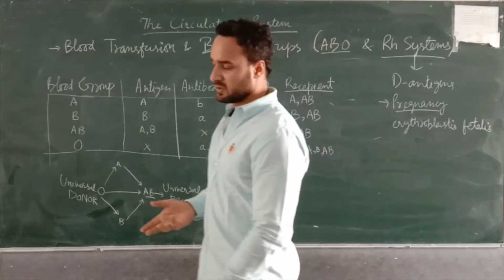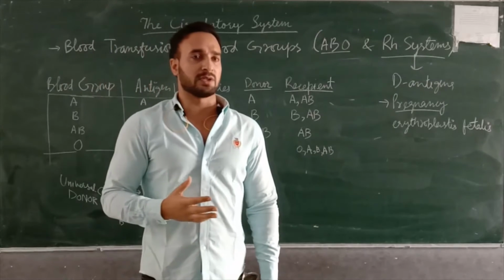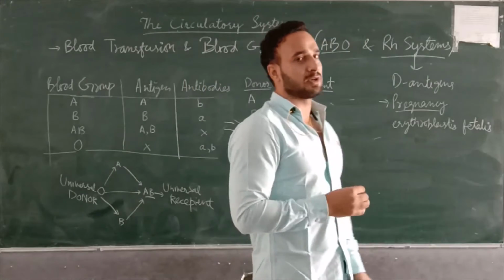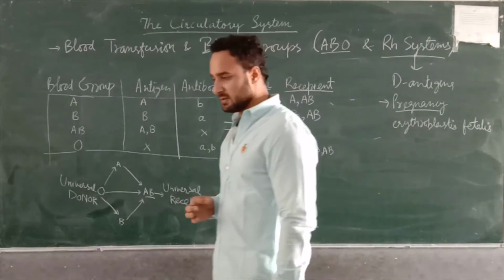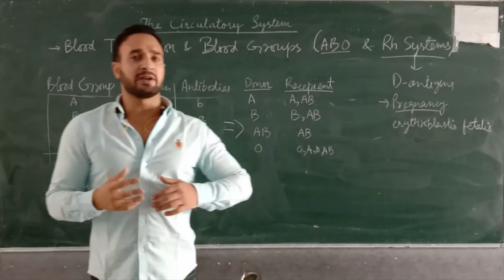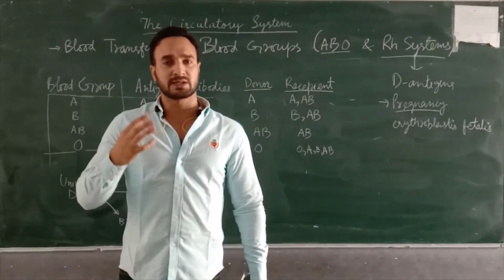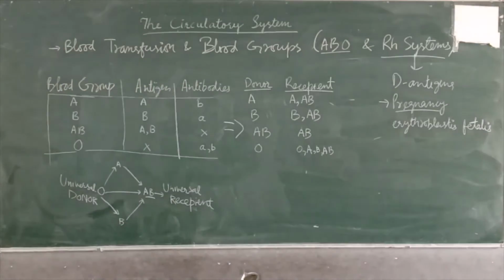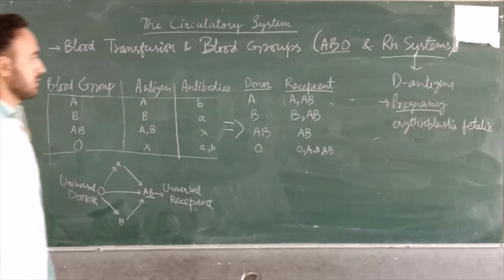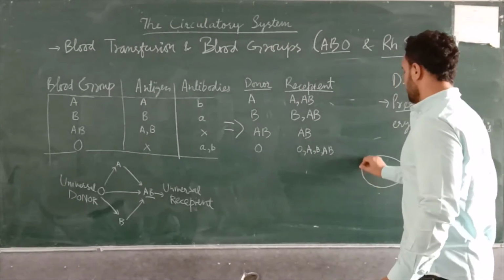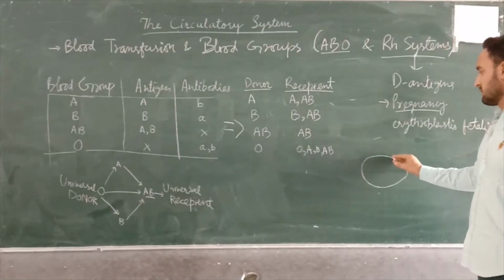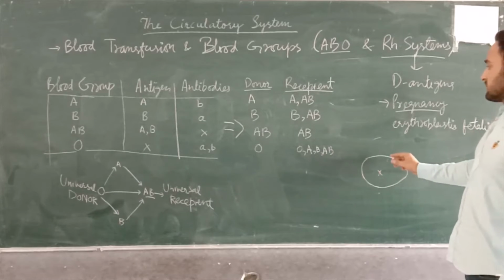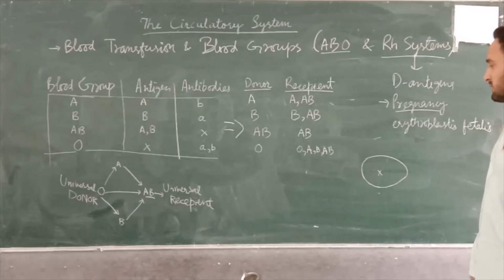What is this ABO blood group system? These blood groups were first discovered by a scientist called Landsteiner. Blood groups are defined on the basis of the presence of certain antigens on the surface of RBCs. Like, if we draw, suppose this is the surface of RBC, right? So there are certain antigens. We know that the RBCs are anucleated, they do not have a nucleus, right? So there are certain antigens present on the surface of RBCs.